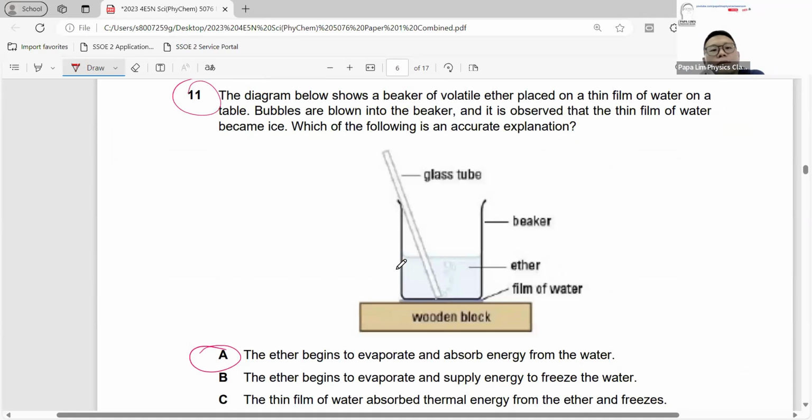Now for question 11, we're looking at the ether. One of the things you have to take note of is that ether is like alcohol. It's alcohol actually. It has a low boiling point, or in other words it evaporates very fast.